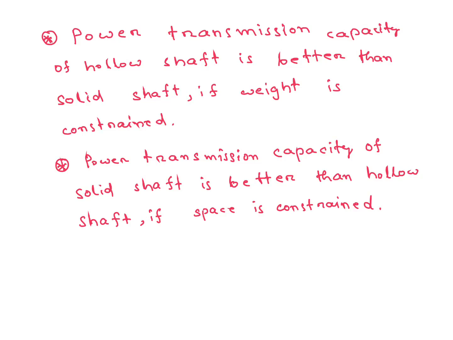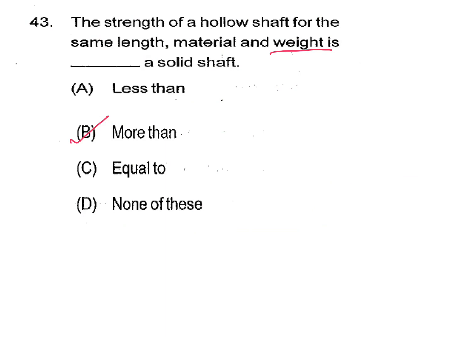Two conditions are there: if weight is constant or if space is constant. Which one is asked in the question? We have to check that one. If weight is constant, the power transmission capacity of a hollow shaft is better than a solid shaft. And the power transmission capacity of a solid shaft is better than a hollow shaft if space is constant. In this question, weight is constant, so the strength of the hollow shaft is greater than the strength of the solid shaft.